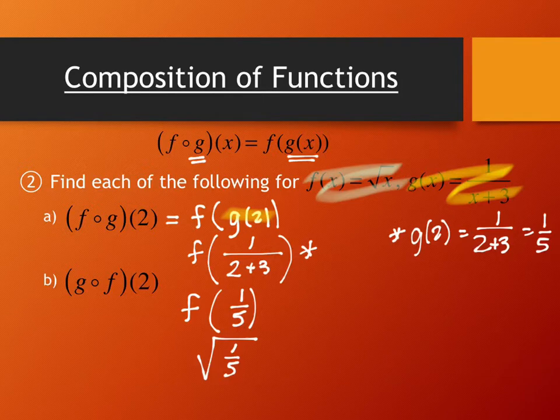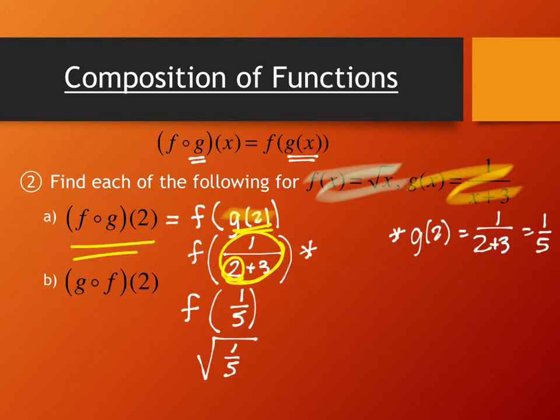Okay, we already did that. It was right here. There's the 2. That was the 2 that went into the g of x function. So we replaced the x with 2. Now we take that and we simplify it, and it's simplified to 1/5.